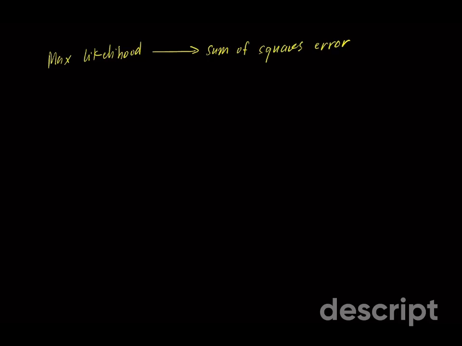I'm going to talk about how we can use the maximum likelihood to derive the sum of squares error. Recall that the maximum likelihood is interpreted this way. Say you are given some distribution p of x, and say you're given a dataset, which is a set of data points up to n data points.